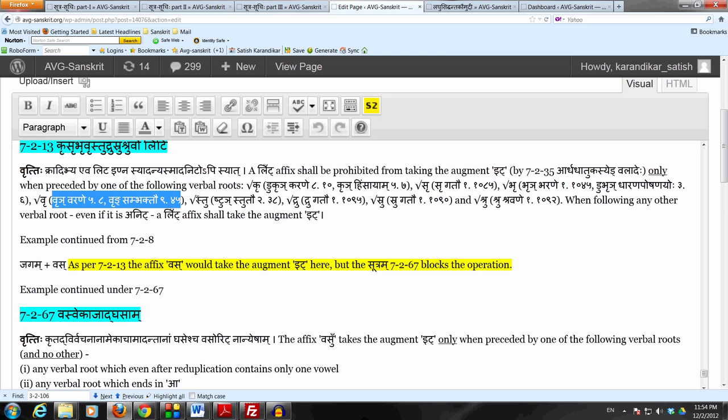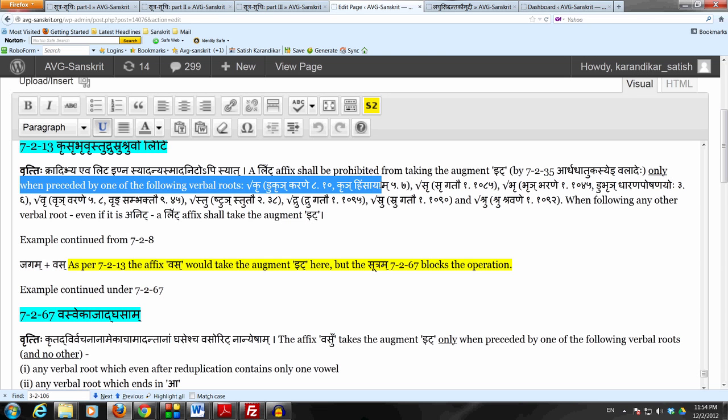Then stu, which is ṣṭuñ stutau from the adādigaṇa. Then dru gatau from the bhvādigaṇa. Sru gatau from the bhvādigaṇa. And śru śravaṇe from the bhvādigaṇa. So only when following one of these verbal roots, the liṭ pratyaya is prohibited from taking the augment iṭ.